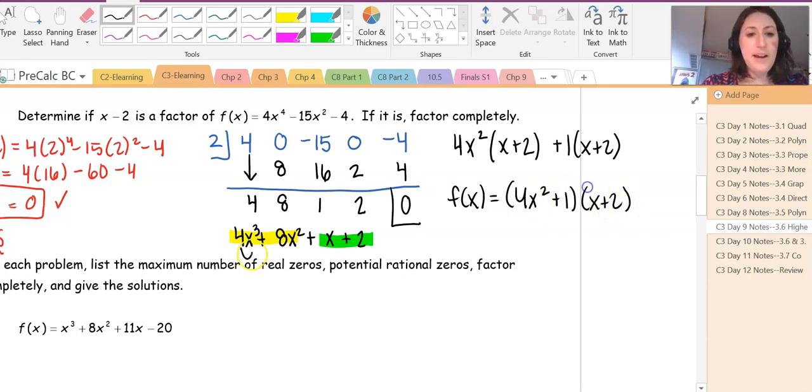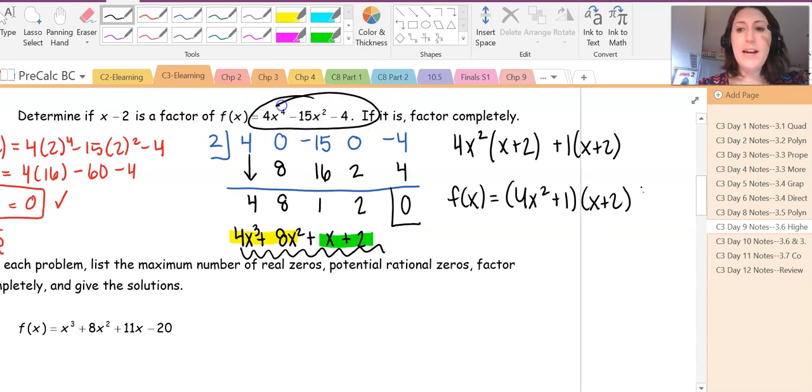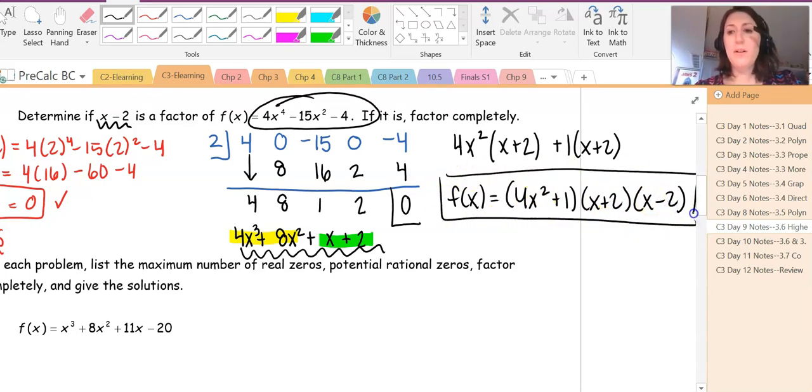Now what we just did was factor this part, but we're factoring this. So you also need to have your x minus 2, which was the original factor. Because now if you look at it, you get 4x squared times x. That's where your 4x to the fourth is coming from. So here is your factored form.